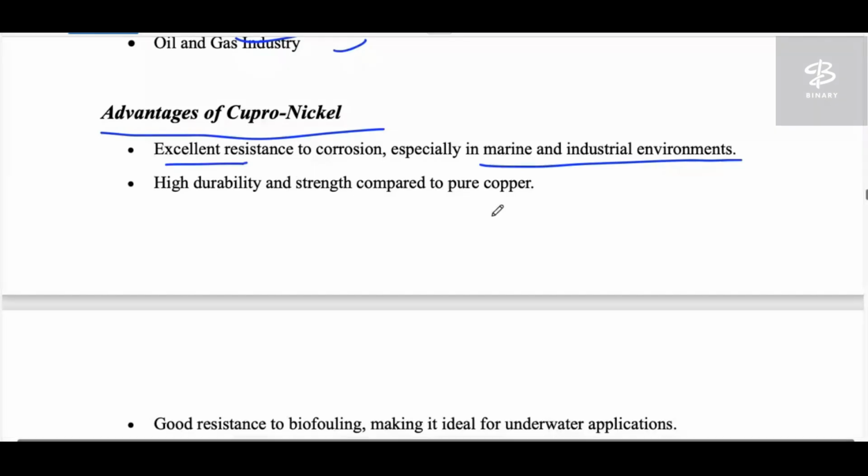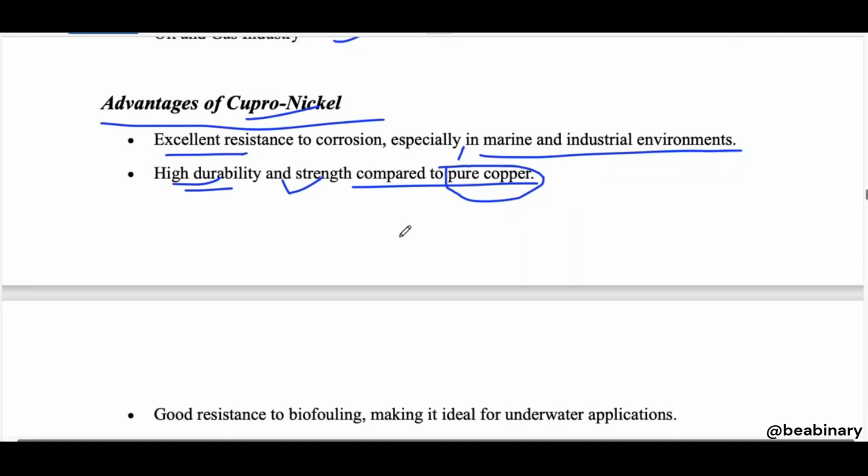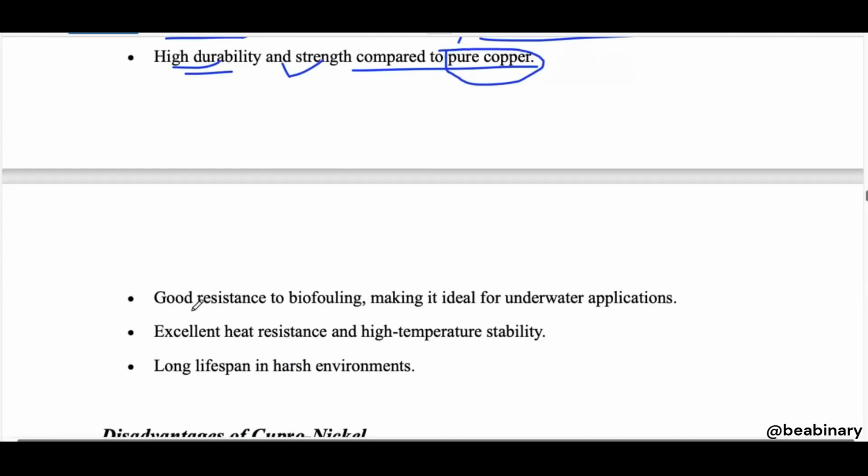Okay, so high durability and strength compared to copper. So if we compare with copper, which is our parent material in our alloying element, it has a high durability and high strength as compared to copper and nickel. Okay, so good resistance to biofouling, making it ideal for underwater applications.